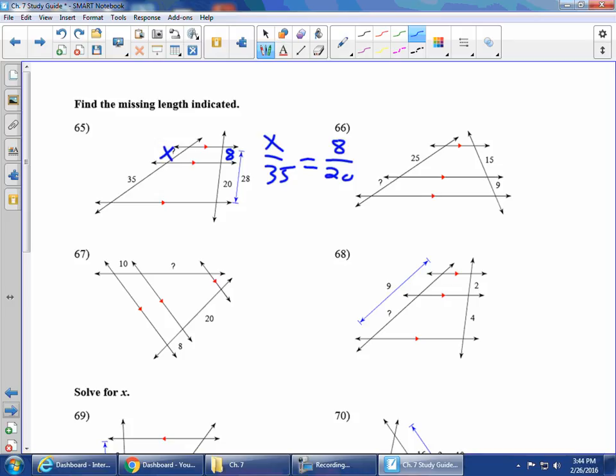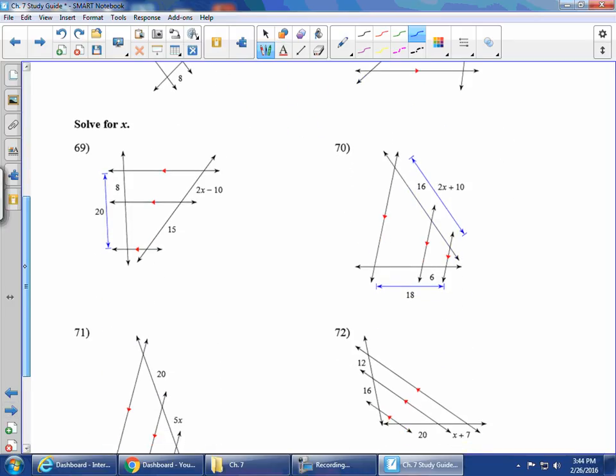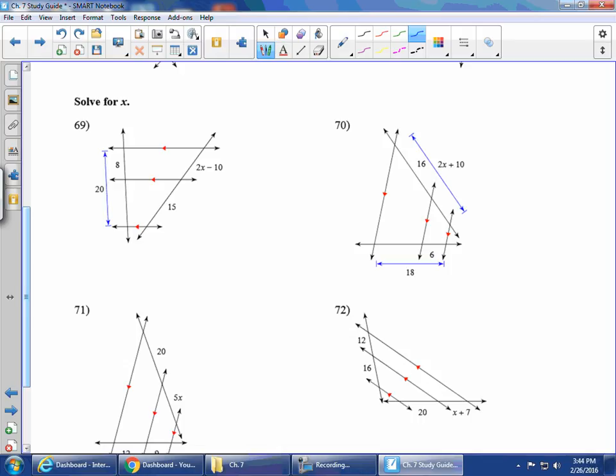You want to turn your head sideways a little for those that are bent. Do those, like I said, left side, top over bottom equals right side, top over bottom. And you're going to do the same thing for the solving for x ones. You might need to find something like that and set it up like so. And go to town and solve.